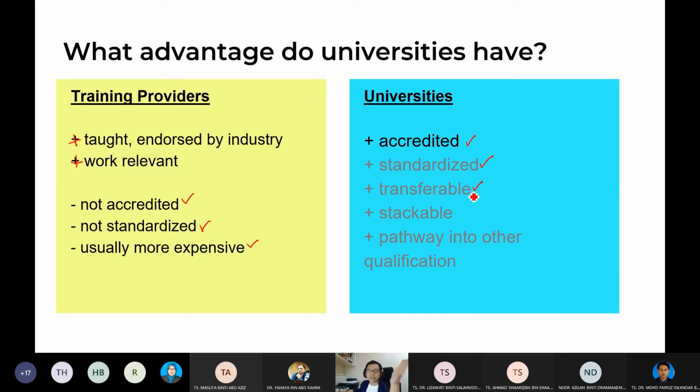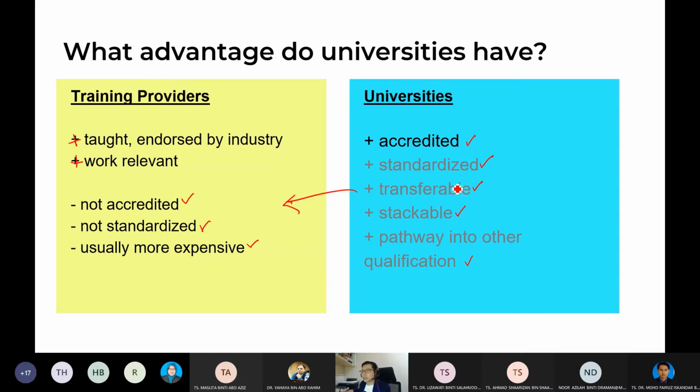So that's why I really thank you, Dr. Fairuz, for trying to make this happen, so that we can think about how to do inter-university transferable programs like that. Stackable, I've covered that before. Pathway into other qualifications. We need to have this to be able to compete with the current training providers, because this is what we have or what we could have.